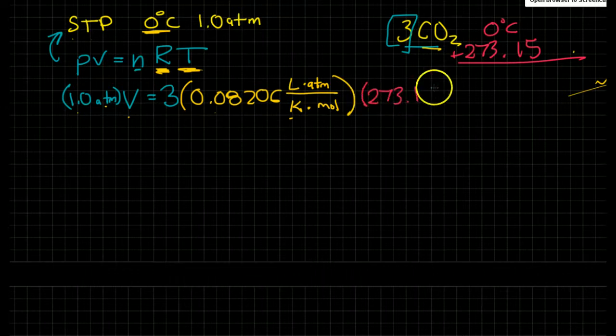273.15. 0.15 what? Kelvin. That's not kilos, it's Kelvin. It's a capital K, and there's no degree sign there. Okay. All right. Now we can start solving things.